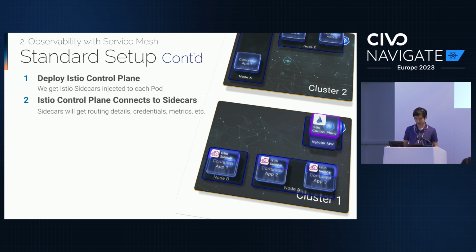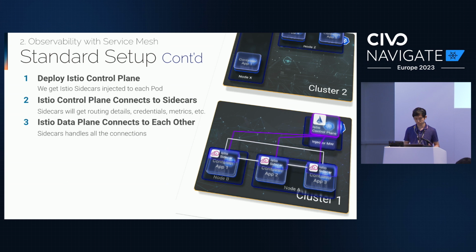And from that point, the Istio control plane connects to each sidecar to tell it the routing details, credentials, metrics, etc. You can see the purple lines coming through from the Istio control plane down to the Istio sidecars. And at this point, the Istio data plane can finally connect to each pod. Without that, nothing can connect to each other. And you can see that this white line represents the connection between applications from an application standpoint.